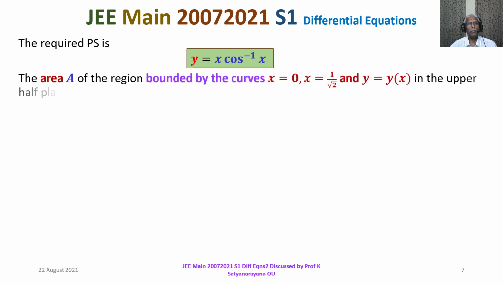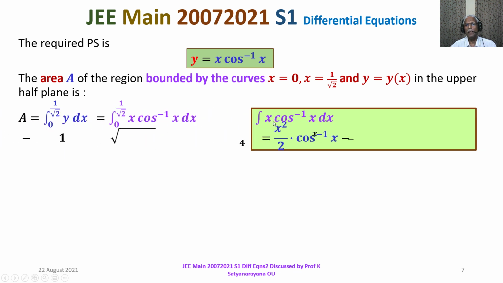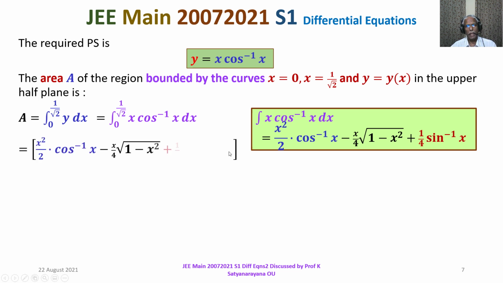area. The area capital A of the region bounded by the curves x is equal to 0, x is equal to 1 by root 2 and y is equal to y of x in the upper half plane is A is equal to the integral 0 to 1 by root 2 of y dx, which is equal to the integral 0 to 1 by root 2 of x cos inverse x dx. Up to this we have done it, and we went on to find the integral of that, and the integral x cos inverse x dx is equal to x square by 2 cos inverse x minus x by 4 under the square root of 1 minus x square plus 1 by 4 sine inverse x. That we substitute here, to be evaluated between the limits 0 to 1 by root 2.